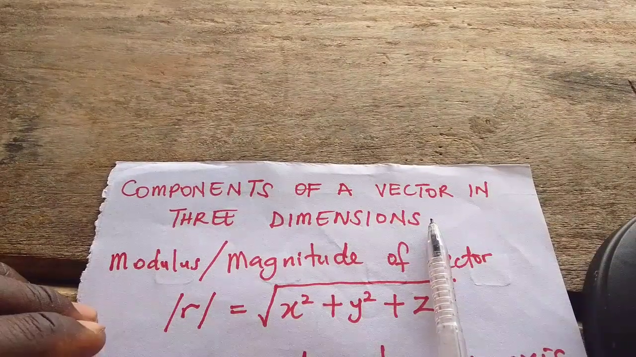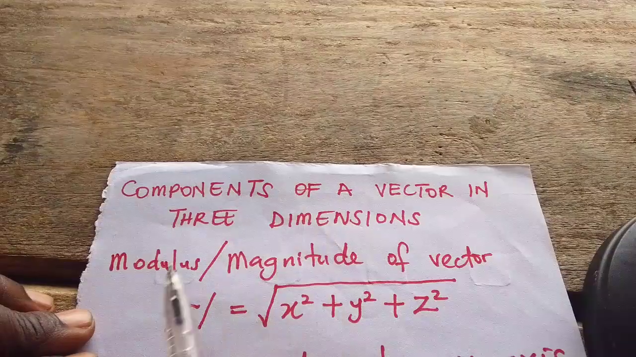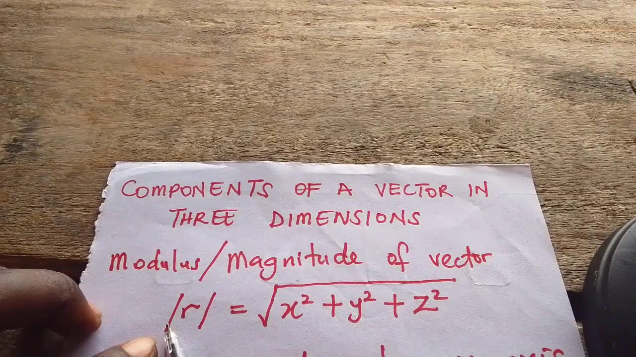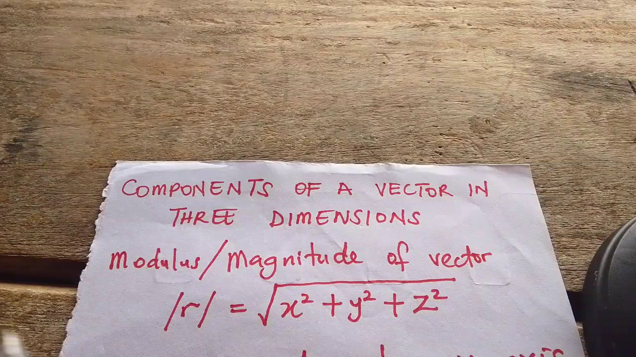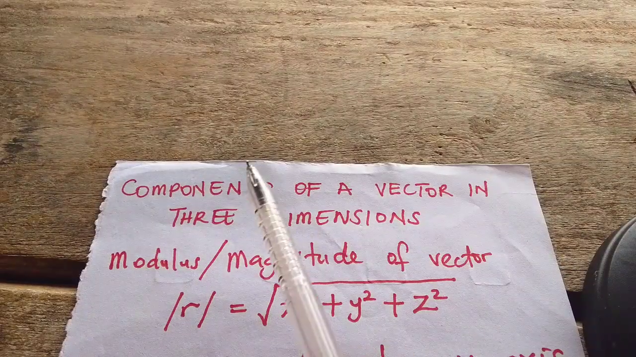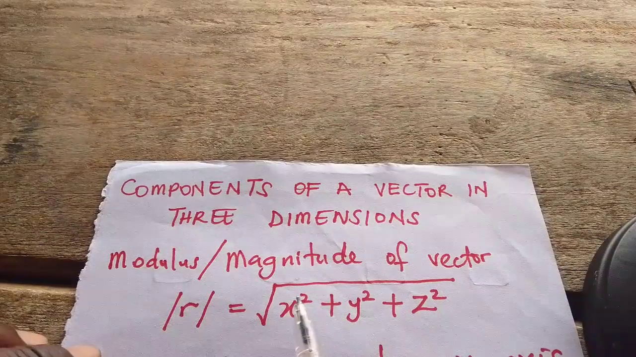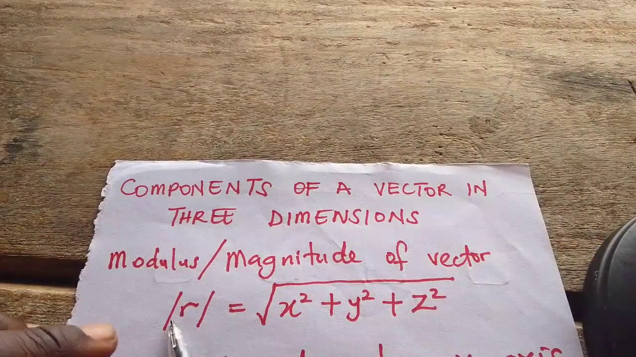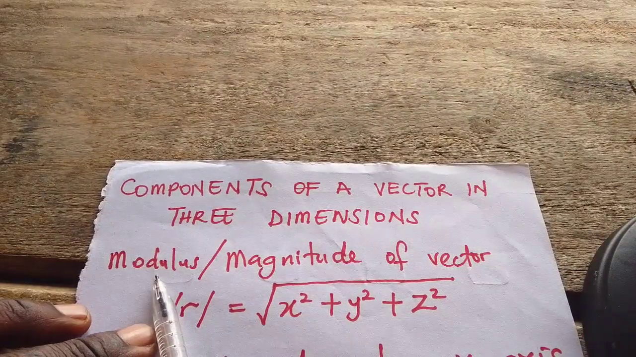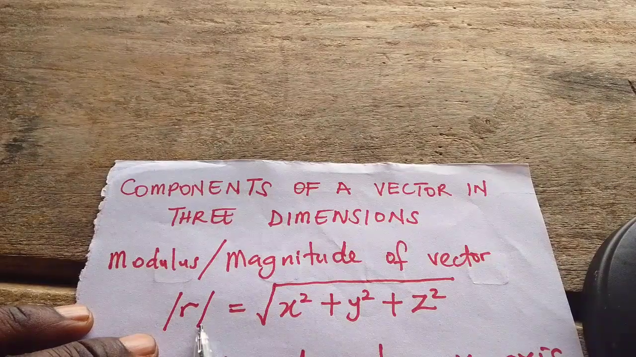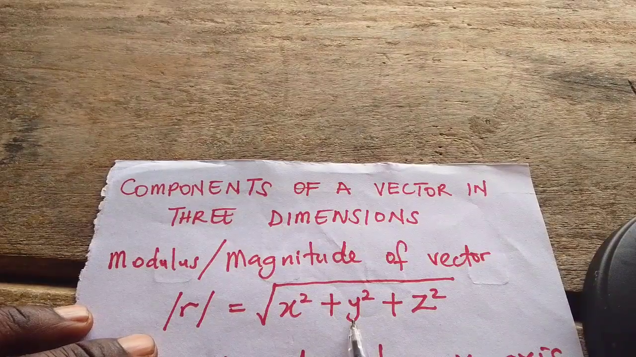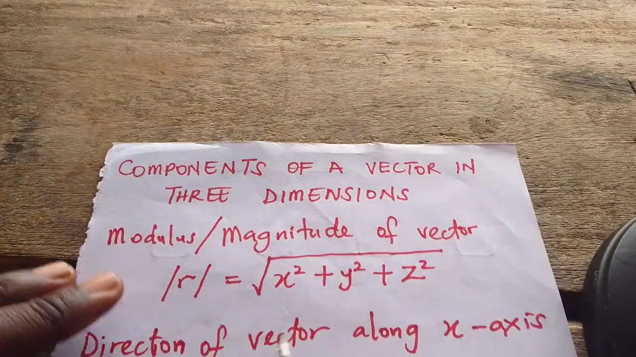Components of a vector in three dimensions. If you are told to look for the magnitude of a vector in three dimensions, that means it has an x axis, y axis and z axis. That means it's a three-dimensional solid. The magnitude is also known as the modulus. The magnitude of the vector is the square root of the sum of the squares of the x component, the y component and the z component.